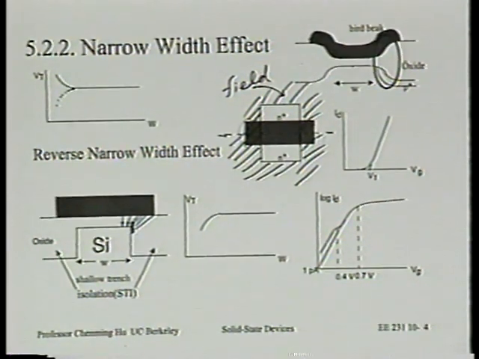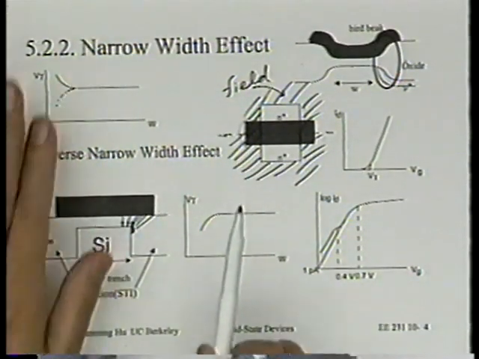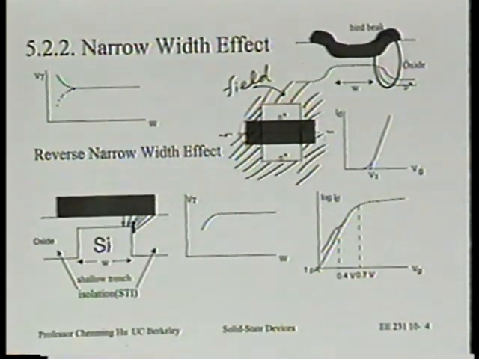VT can change when W becomes very small. When W is large, VT is independent of W, which is what you expect, right? But when W is small, VT starts to change. Now, why does it change? What could happen? Well, one way to visualize the increase of VT is the following.